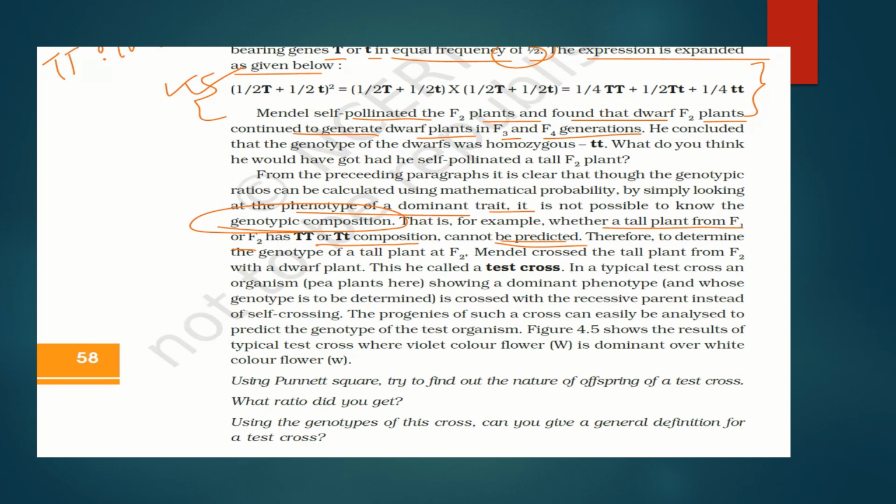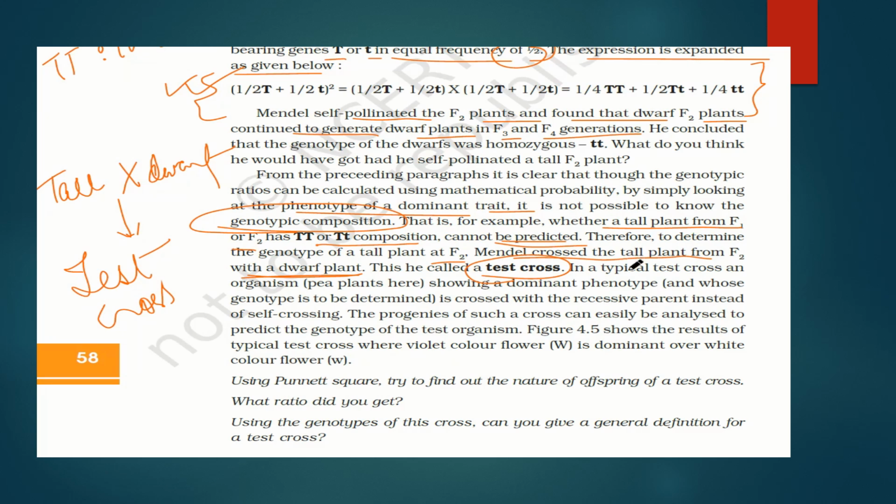Therefore, to determine the genotype of the tall plant at F2 generation, Mendel crossed the tall plant of F2 with a dwarf plant. So, what did he do? In F2 generation, he crossed a tall plant with a dwarf plant, right? So, this cross of a tall plant with a dwarf plant is called the test cross. Okay, so this is the test cross.